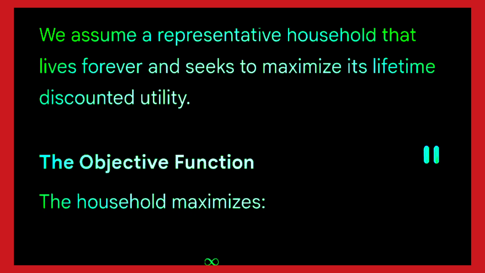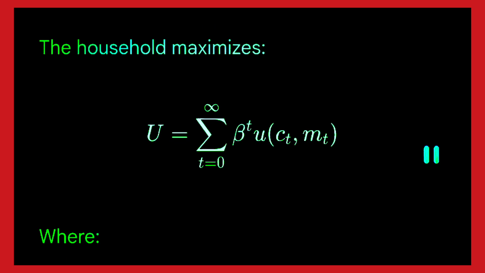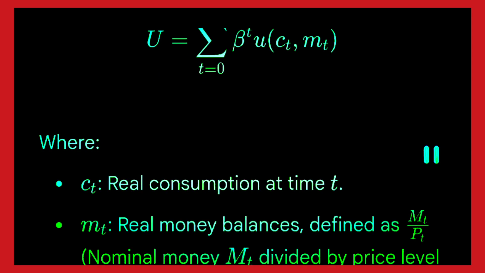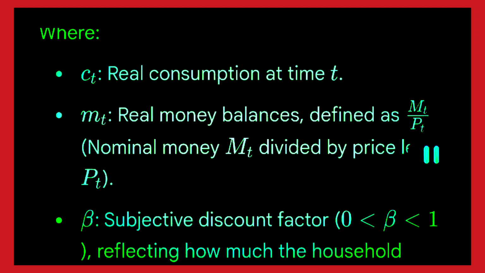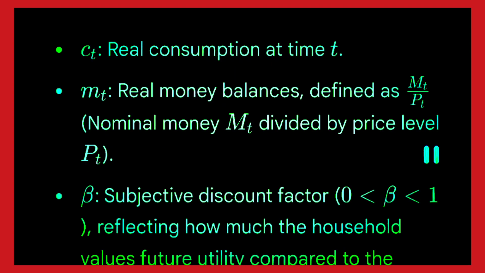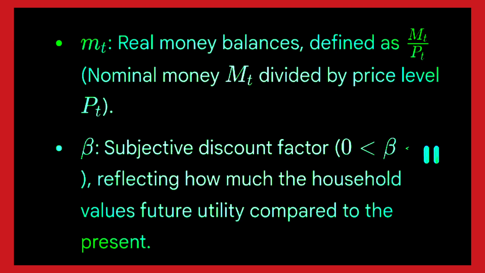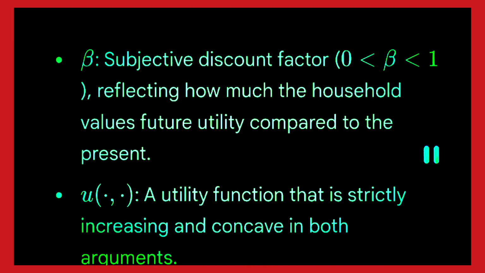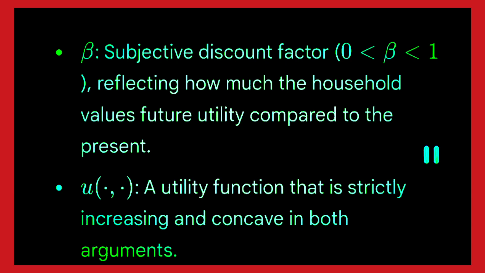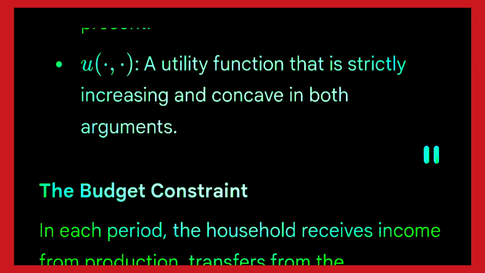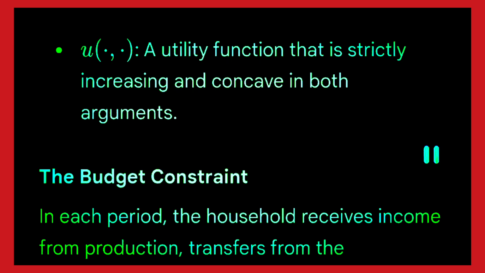The objective function. The household maximizes, where C_t is real consumption at time t, M_t is real money balances, defined as M_t/P_t, nominal money M_t divided by price level P_t. Beta is the subjective discount factor, 0 < beta < 1, reflecting how much the household values future utility compared to the present. U(C, M) is a utility function that is strictly increasing and concave in both arguments.